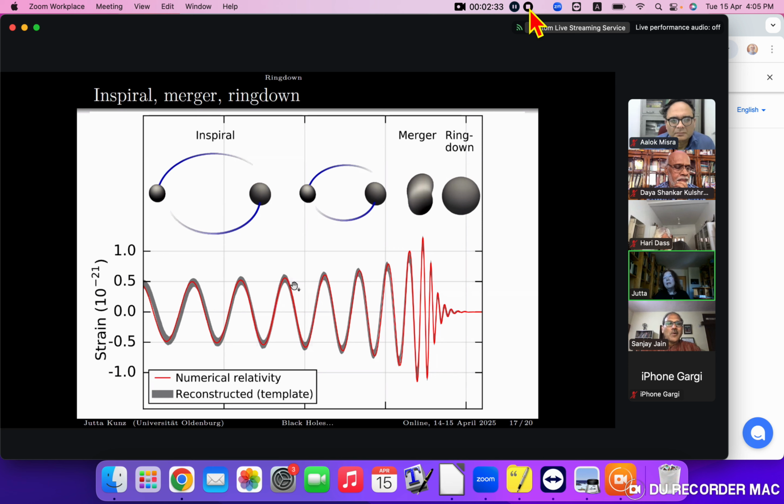And also in the inspiral, approximations can be used, post-Newtonian to, I don't know, third or fourth order are being used here. All right, thank you. Okay, thank you very much.